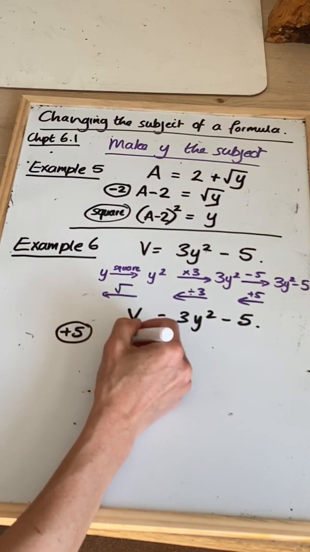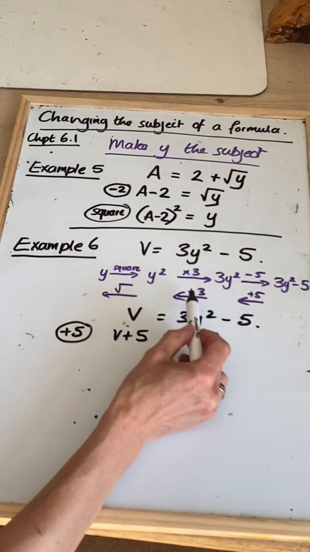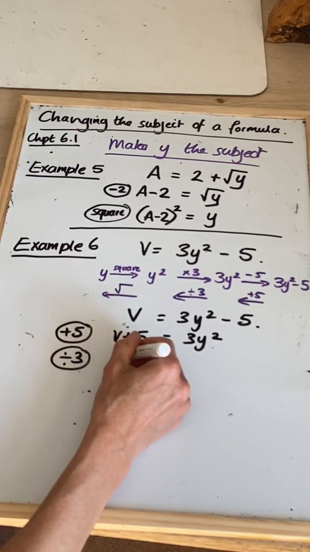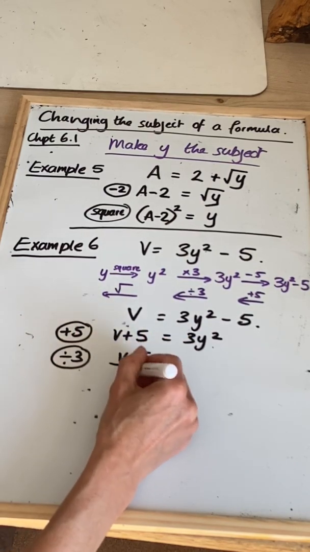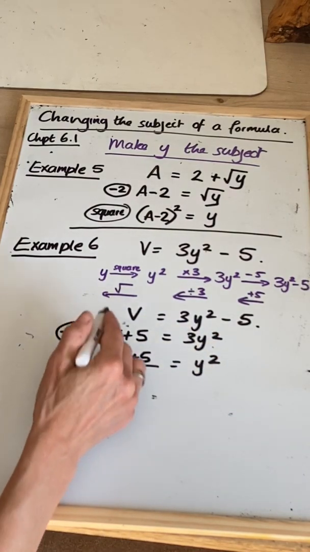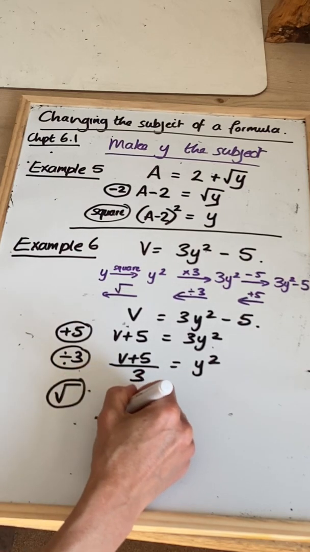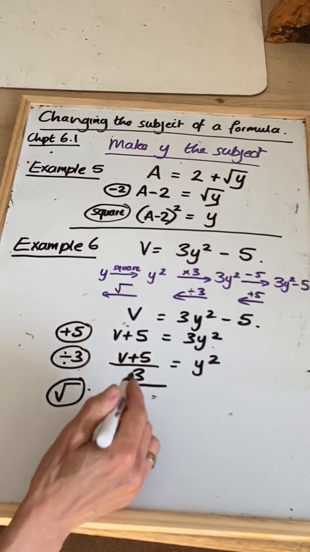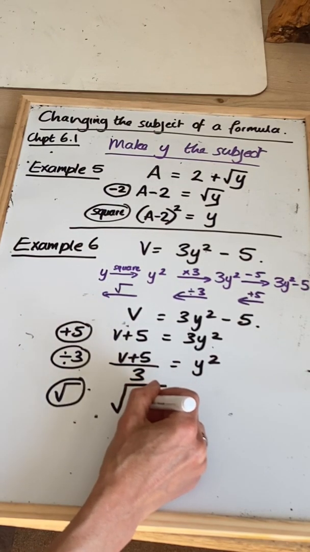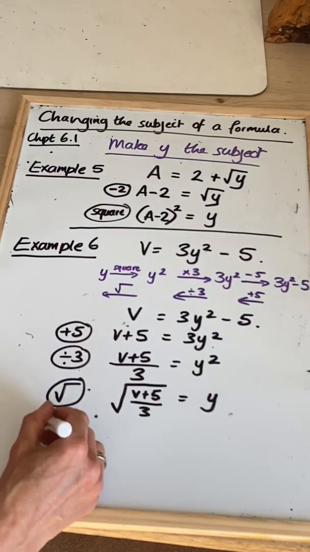Add 5. V plus 5 equals 3y squared. The next thing we're going to do is divide by 3. Divide by 3. V plus 5 all divided by 3 equals y squared. And the last thing we're going to do is the square root. Square root. Put a big square root sign all the way around all of this, so you can see that the whole thing needs to be square rooted. The square root of V plus 5 over 3 equals y.